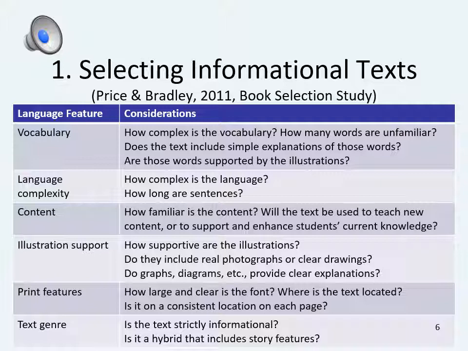Including a storyline can be good, those are called hybrid texts. It can help students access the informational text more easily. But it also can be hard, I think, for students on the spectrum because it mixes features of these two genres, and they can find that very confusing. So that's something to consider if you're looking at informational texts to select.